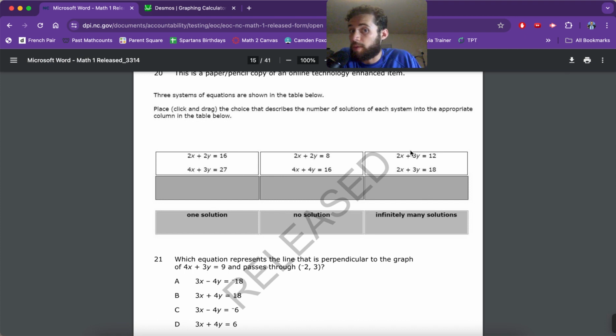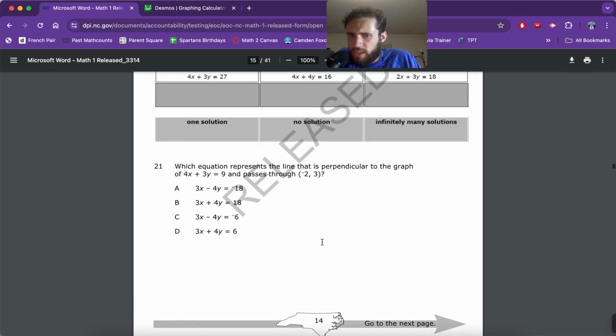If you graphed it, they would be parallel lines because they both have the same slope, which would be, I think, negative 2/3. But they have different y-intercepts. This one would be 4. This one would be 6. All right, so this would be no solutions. Middle is infinite solutions. The left one is one solution.